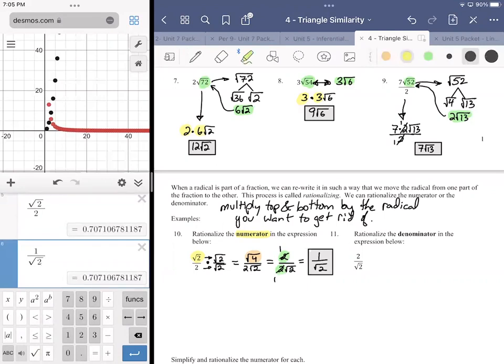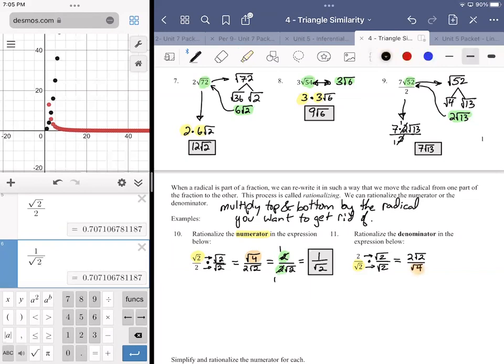Rationalizing the denominator is the same skill, except I want to get the radical out of the bottom of the fraction. So I multiply top and bottom still by rad 2. Top times top, bottom times bottom. 2 times rad 2 is 2 rad 2. On the bottom, we get rad 2 times rad 2, which is rad 4, which in turn is equal to 2.